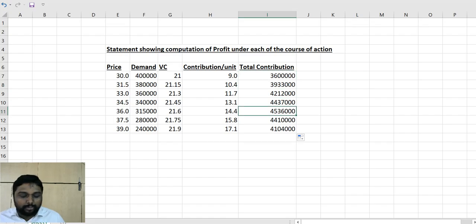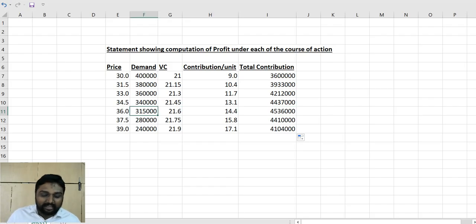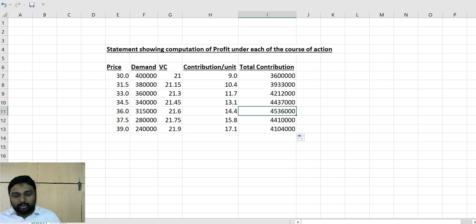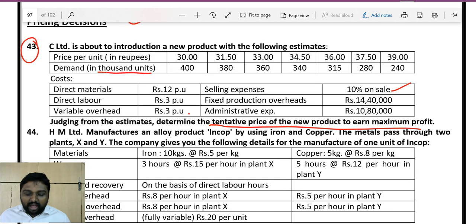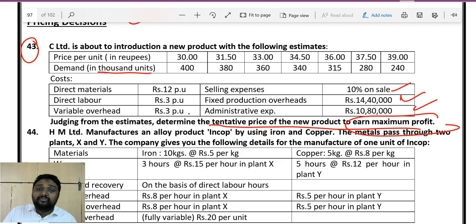So with this option, when the price is 36, we are getting the highest contribution. We want to know which price we have to follow to get the maximum profit. The fixed cost is there, but even if you include the fixed cost, the answer will not change, because fixed cost remains the same in all the options. So with the contribution itself, you can conclude the answer. Whichever option gives the highest contribution will be the correct answer.